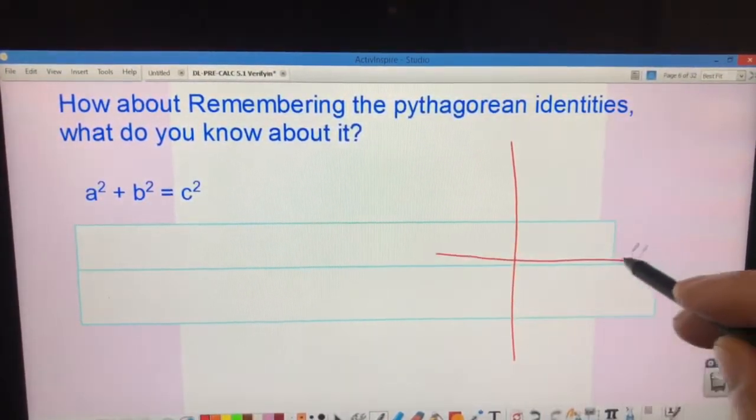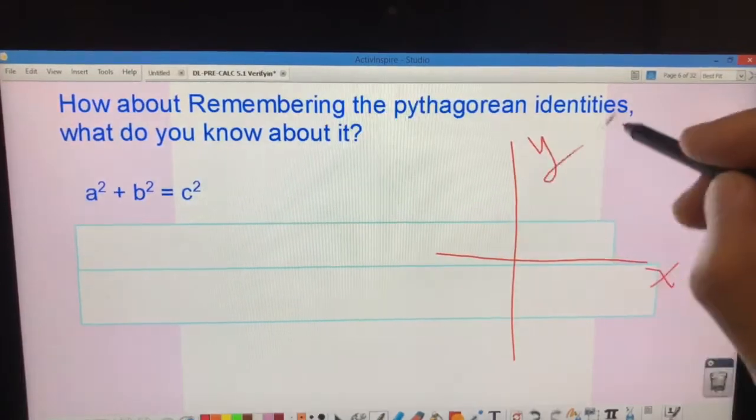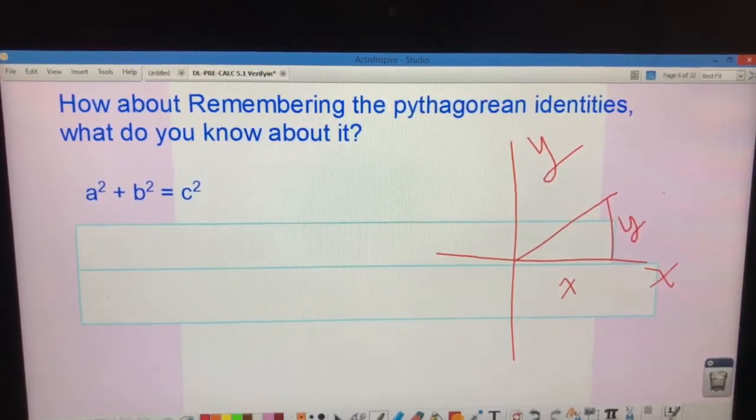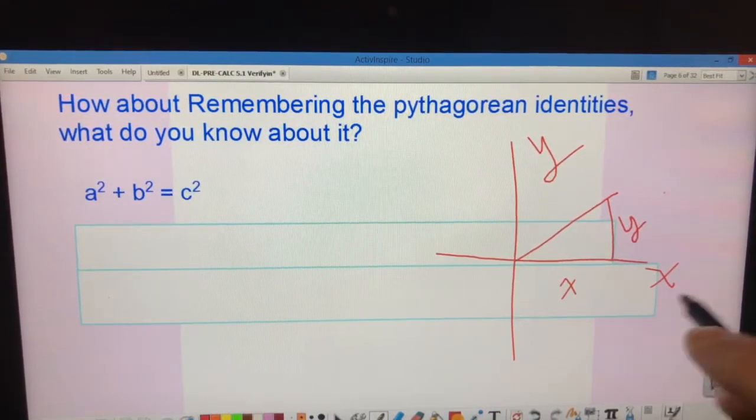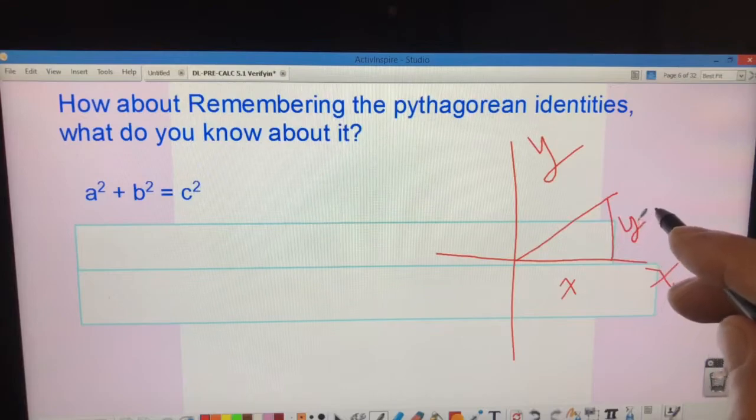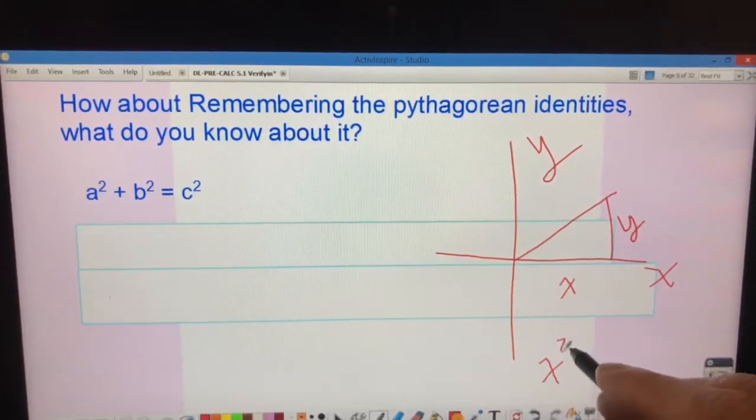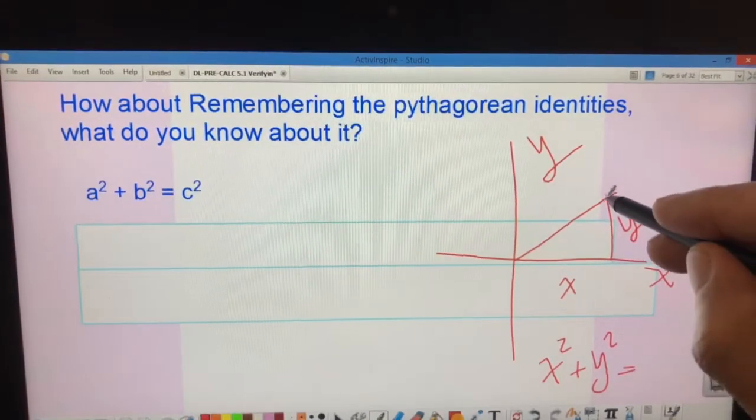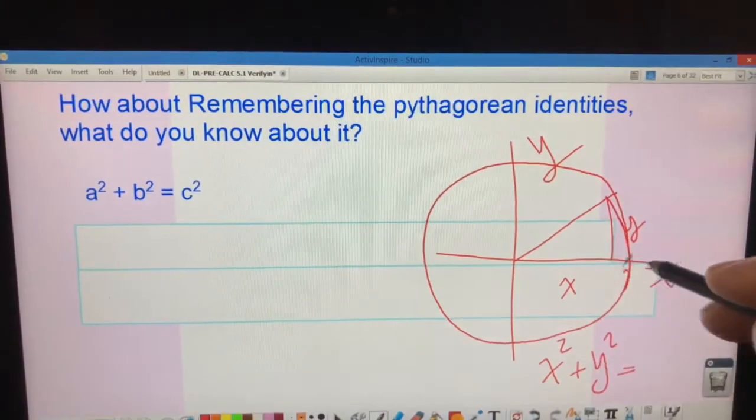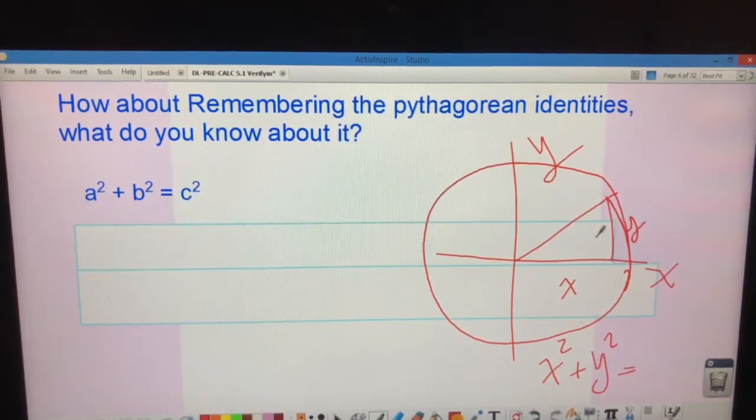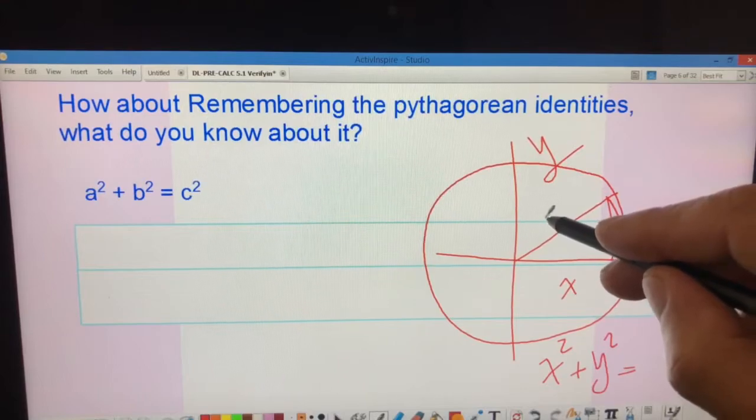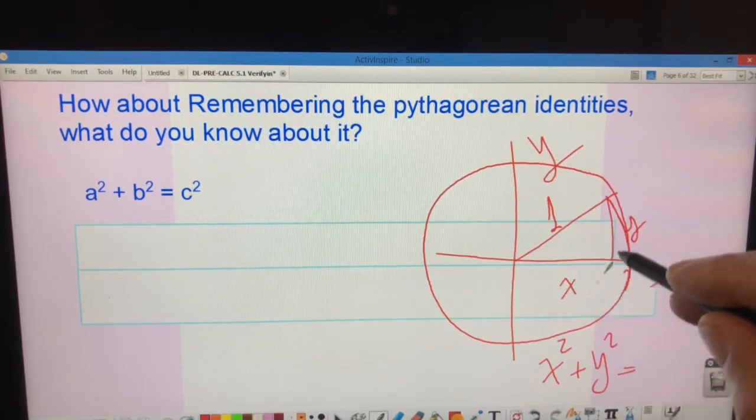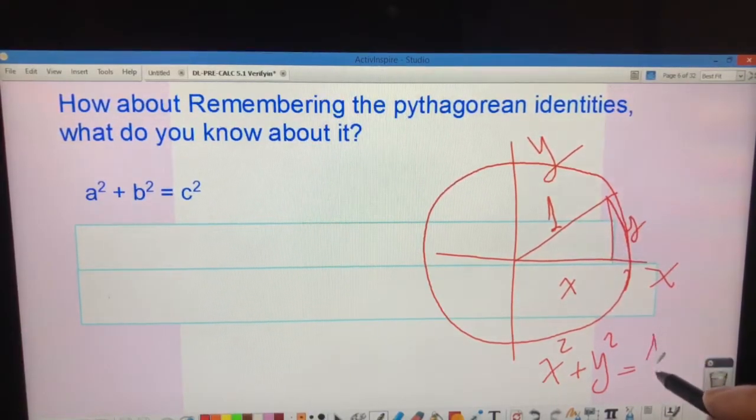So this is your x, that's your y. So this side is x, this side is y. So if you put that in a coordinate plane, the x is the a, and the y is the b. So you've got x squared plus y squared. Now in the unit circle, the circle would go around like that. I hope you see my video for unit circles. The length of the hypotenuse in the middle is always going to be 1. So now you've got a squared plus b squared equals 1 squared, which equals 1.